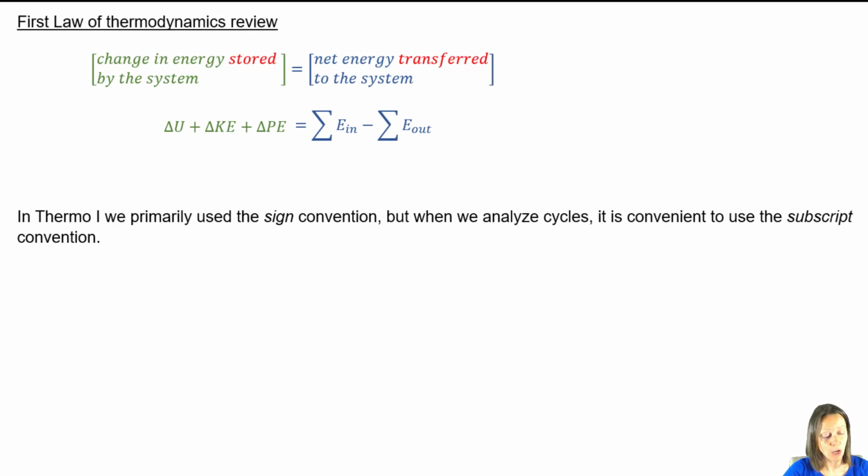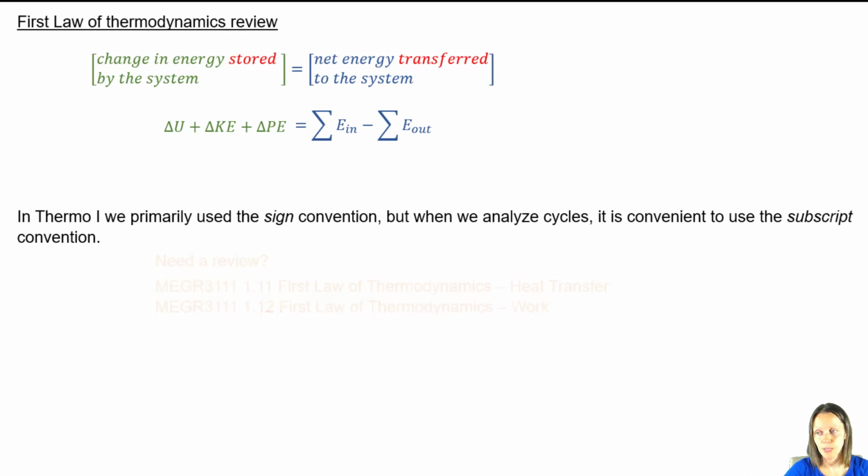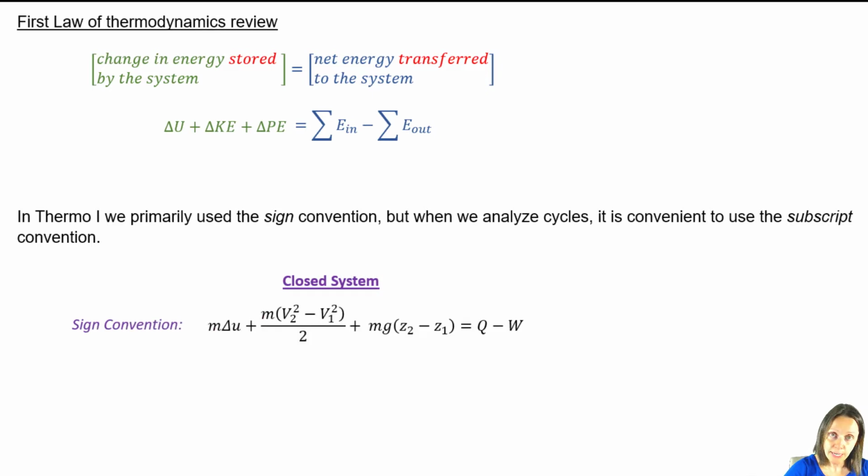But when we talk about cycles, it's much more convenient to use the subscript convention. And we're going to look at both of these cases, but if you do need a review, there are a couple of Thermodynamics 1 videos that may be useful for you. So with the spark ignition engine, this is a piston cylinder type of arrangement. So we're going to model these as closed systems. So let's look at that first law for a closed system. This is the one that you're most familiar with.